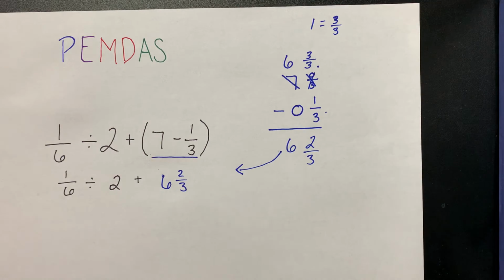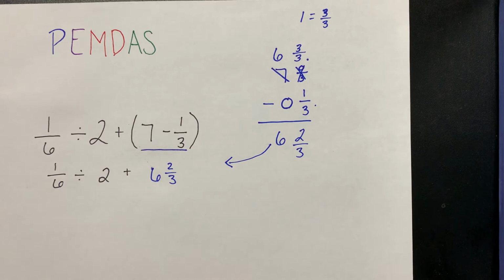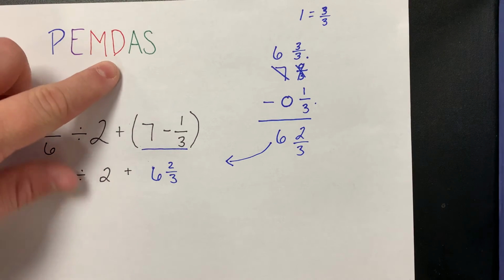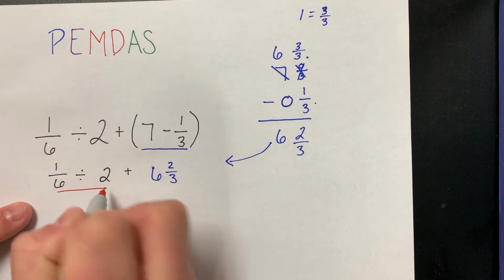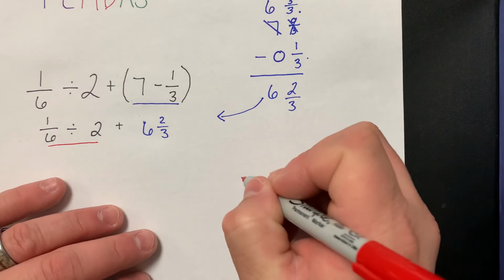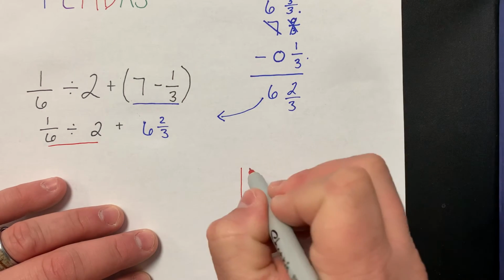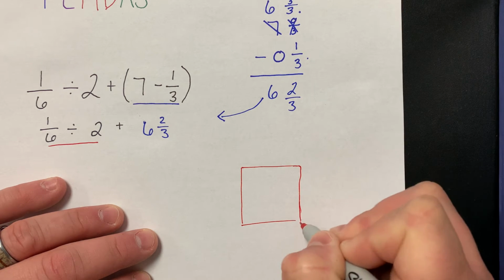All right, do I have any exponents? No, I don't have any exponents in my order of operations, so I'm going to move on to the next one. Next one, do I have any multiplication or division problems? Well, yes, I have 1/6 divided by 2. And I'm going to figure this out by drawing a model, okay? Use a square model.